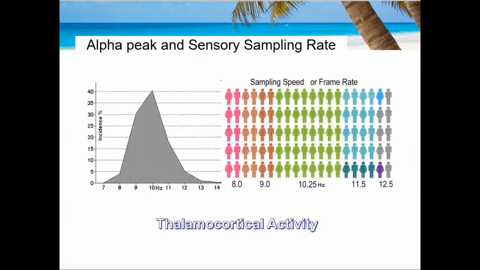When you have your eyes closed, your brain goes into this idling rate that tells you how often it samples the world, how often it relays information through what's called the thalamocortical system. In most adults, it's around 10 and a quarter. Some are a little bit faster, some are slower.